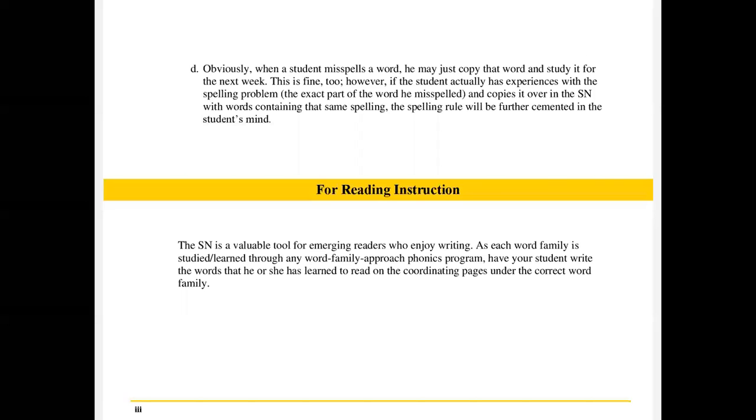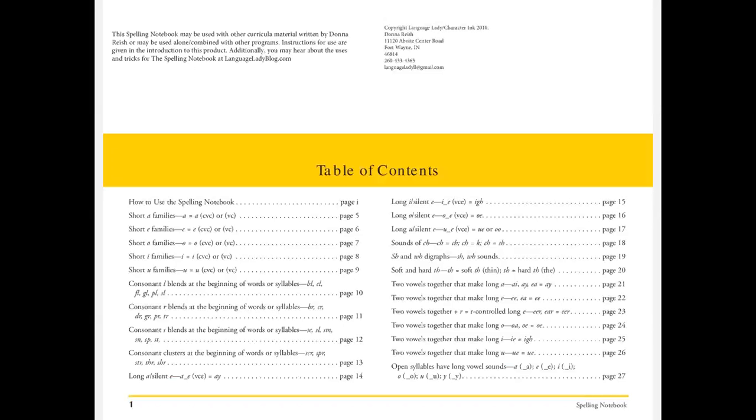So that is how it could be used for reading instruction. The table of contents shows all of the sounds that each page contains. Suppose you are doing all short vowels this week, your student's spelling words would go on pages 5 through 9 with the CVC, consonant, vowel, consonant, or just the vowel consonant in the case of at and it and in and on, and so forth. But the student would put them under the right classifications.